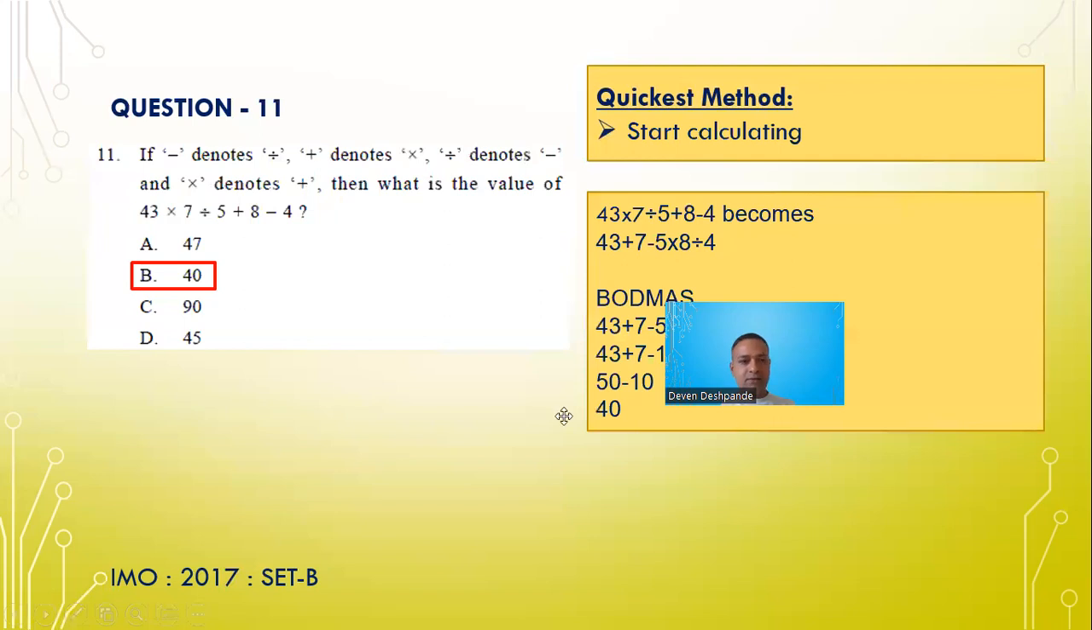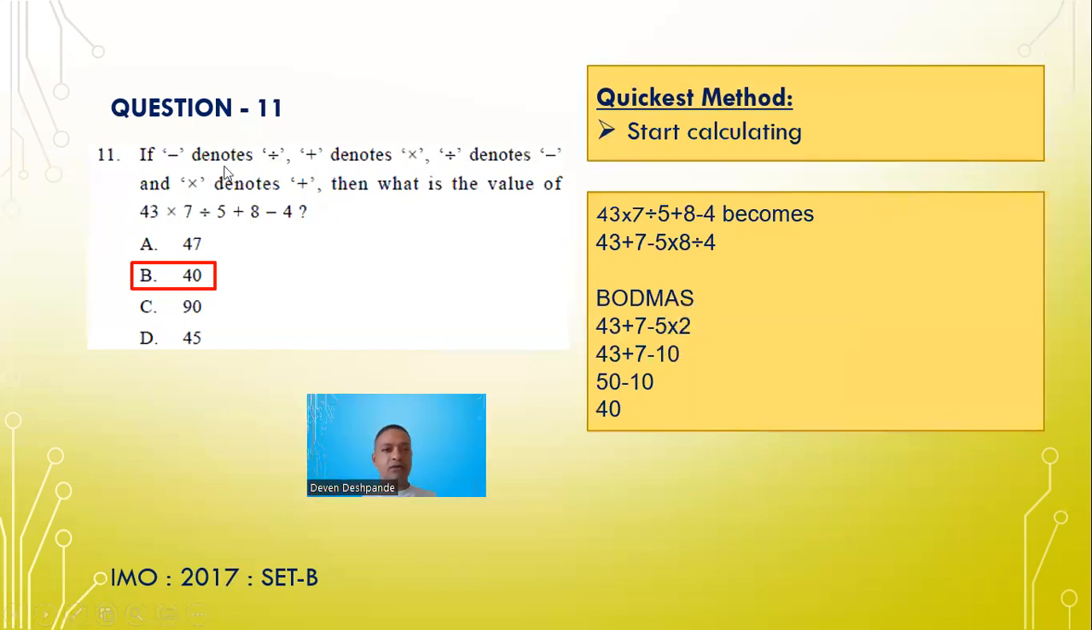Okay, next one, question number 11. If minus denotes division, plus denotes multiplication, division denotes minus, and multiplication denotes plus, then what is the value of 45 into 7 divided by 5 plus 8 minus 4? Start calculating, and first replace the signs. So 43 into 7 divided by 5 plus 8 minus 4 becomes plus, because multiplication becomes plus, division becomes minus, plus becomes multiplication, and minus becomes division.